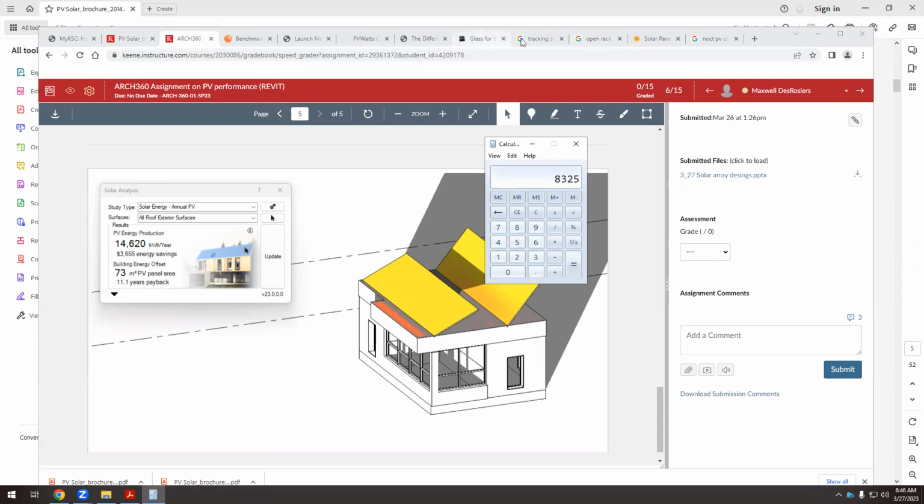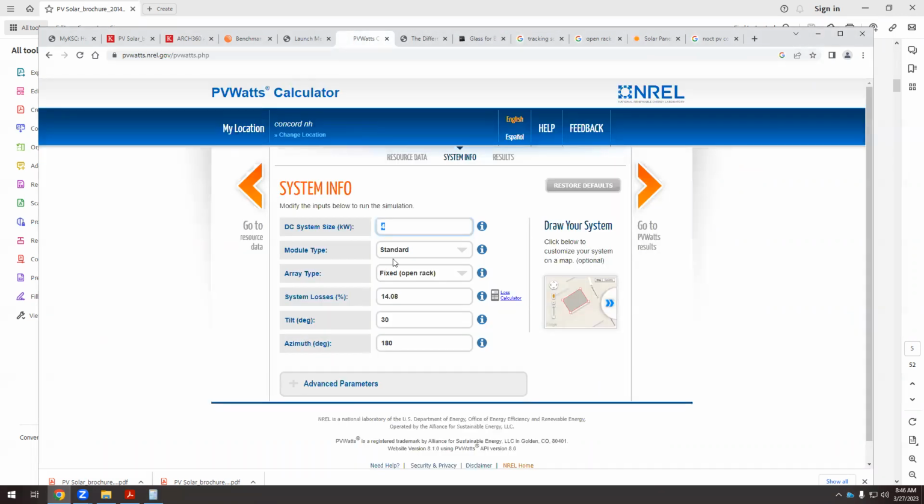What do we have to introduce in PVWatts? This is the DC system size in kilowatts. So if it's 8,300 watts, this is 8.3 kilowatts.